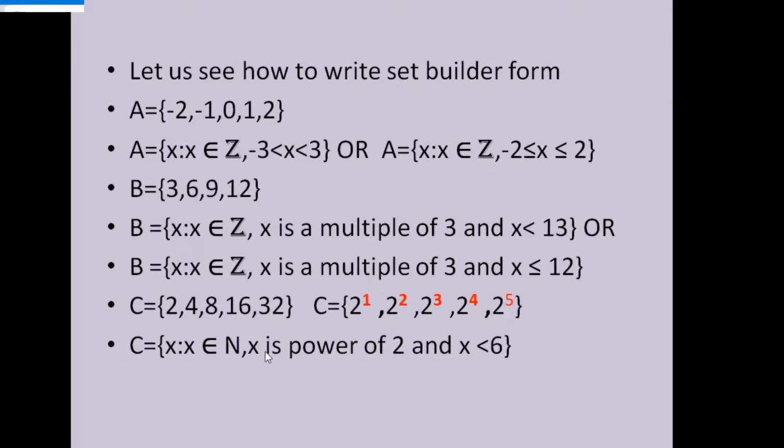That is what I have written here: x such that x belongs to natural numbers. It doesn't matter, you can take integers also. x is a power of 2, because here all the bases are 2. That's why I have written x is a power of 2, and x is less than 6. What is the highest power, in the last element? 5. That's why I have written x is less than 6, or even you can write x is less than or equal to 5.